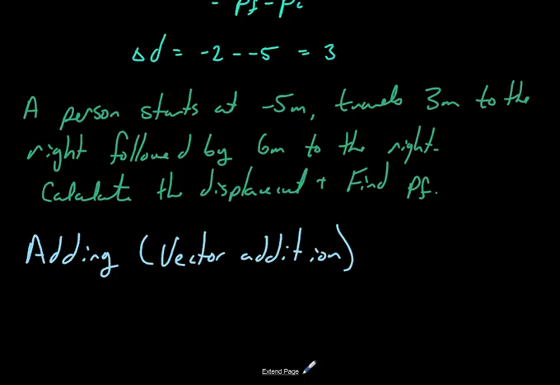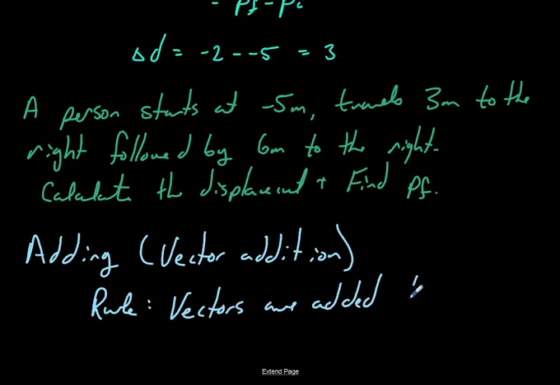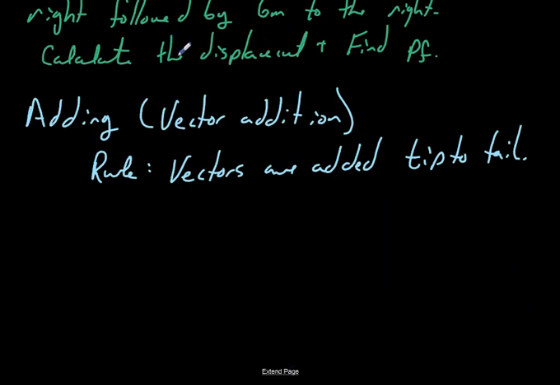So there's a rule for adding vectors that you have to always remember, and that is that vectors are added tip to tail. So what does that mean? What that means is we're going to take our first vector, which was 3 meters, and the tip of it is going to attach to the tail of the next vector, which was 6 meters. And we're simply going to add them up.